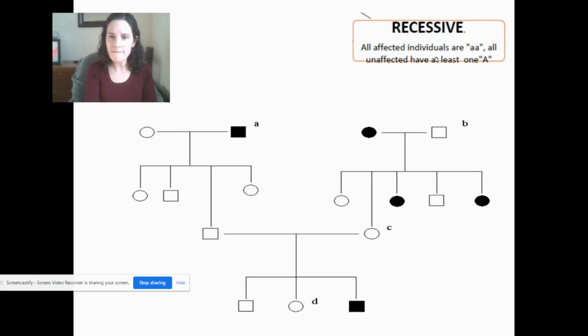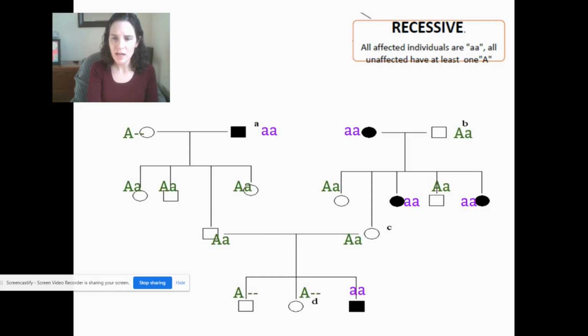It says all affected or shaded in individuals are little a again. And all of the unaffected individuals have at least one copy of big A. That's why they didn't get this trait. So let's go ahead and fill in all of the affected individuals. And then all of the unaffected individuals have to have at least one copy of big A. Now I've already pre-filled all of these in, but let's figure out how I got that answer.